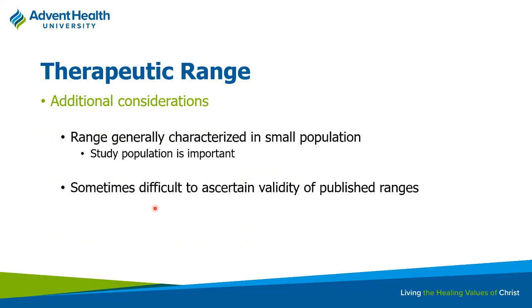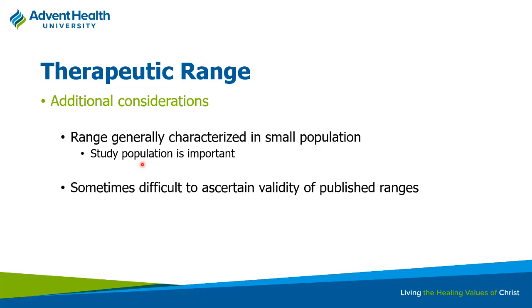Okay, other things you're going to see here is that, again, the range was generally characterized in a small population. So considering where these levels were done at, it may affect the kind of patients you're dealing with now. So for instance, if a therapeutic range for a drug was established back in the 50s, do you think our population is the same today in 2019 as it was in the 50s? Well, generally no, right? We've changed as a nation in a lot of different ways, and so because of that, you may find that it may not be directly applicable.